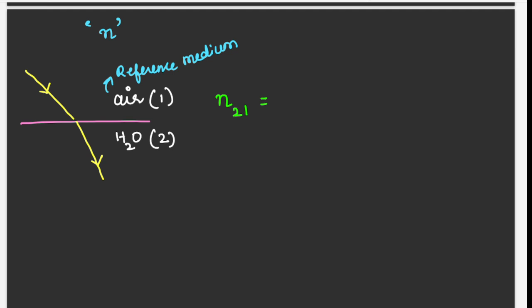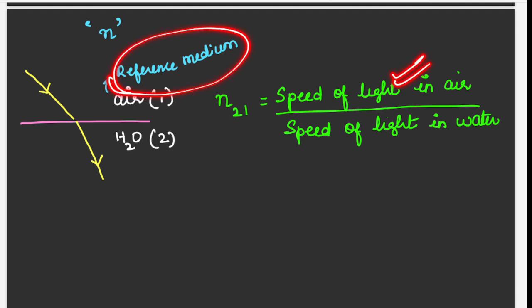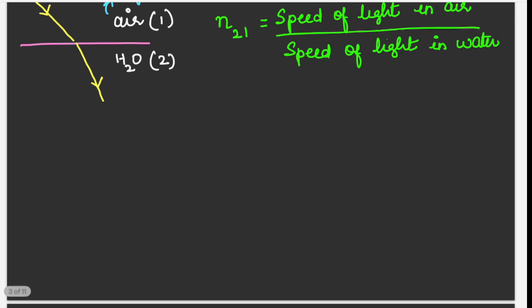Always in the numerator we have to write the reference medium. So, speed of light in air divided by speed of light in water. So this is the refractive index. Refractive index means the comparison of speed of light in two different mediums. The reference medium should be in the numerator, and where refraction is taking place, that medium should be in the denominator. Let us take one more example to make the concept clear.